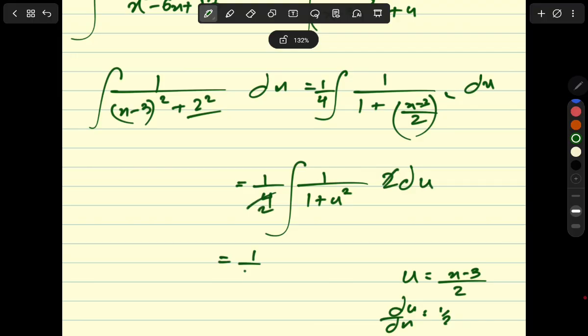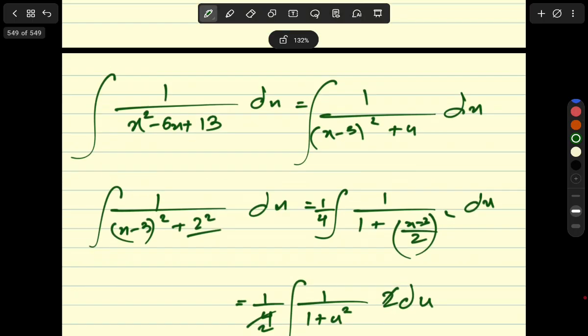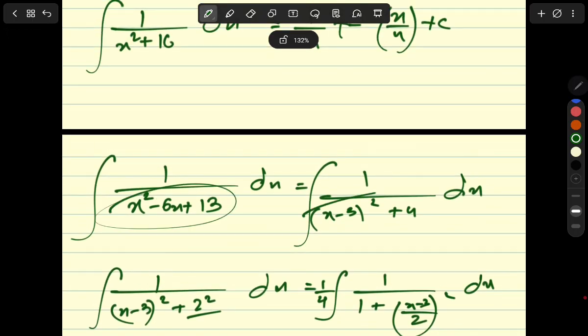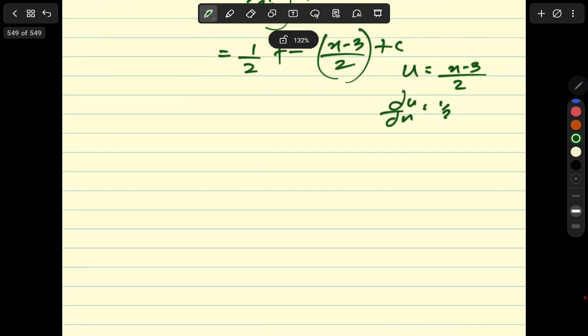So this becomes 1 upon 2, and the integral of this is nothing but tan inverse of u, and u was (x minus 3) upon 2, and that's your answer, plus c. Okay, so it is as simple as that. The difficult step here was not really the integration, it was recognizing that this quadratic needed completing the square, right?